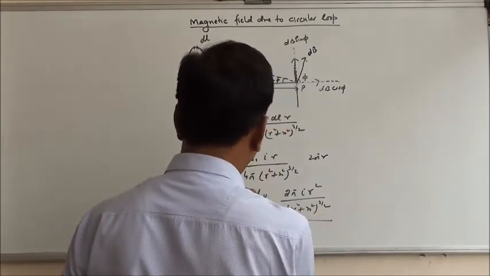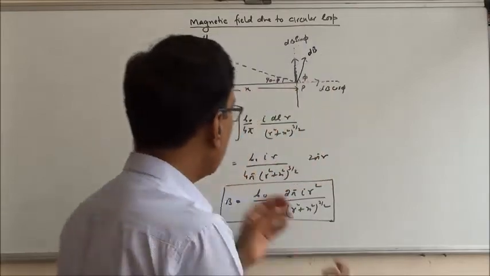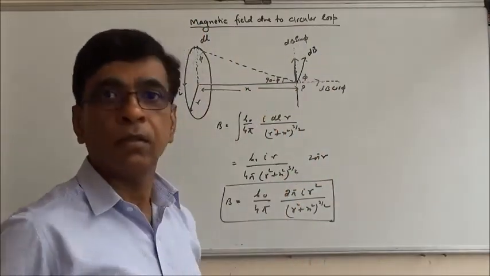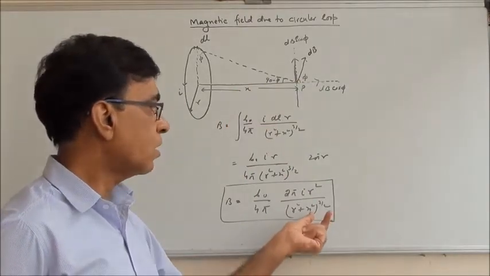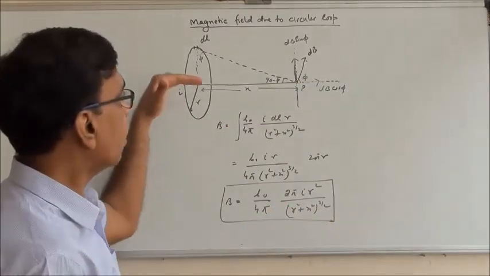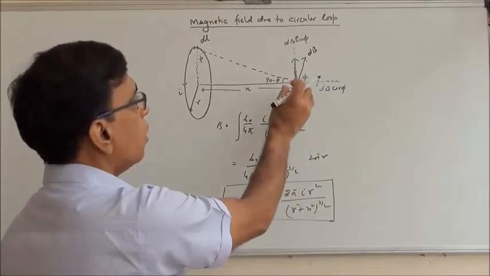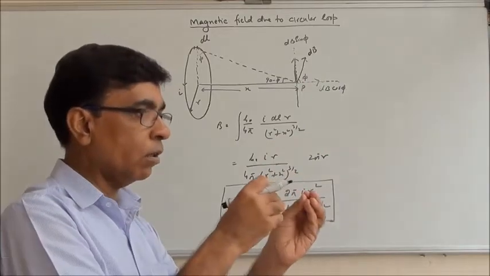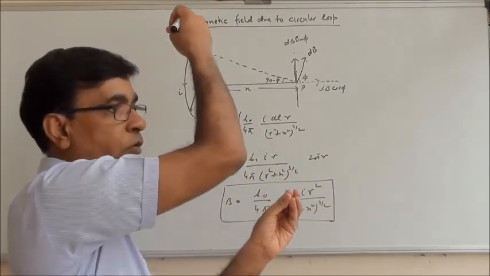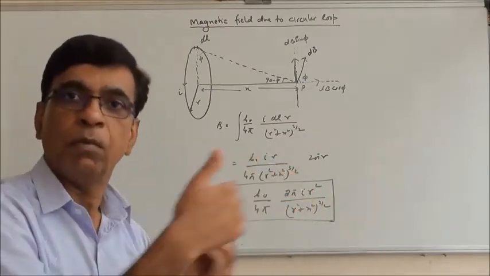This is the magnetic field produced by a current carrying circular loop on its axis, distance x away, and the direction of this field is along the axis. So if we put a magnetic compass here, it will align itself along the axis. Depending on whether the current is clockwise or anti-clockwise, the compass will point either this way or this way, but it will be along the axis.